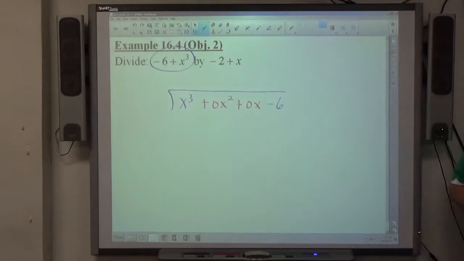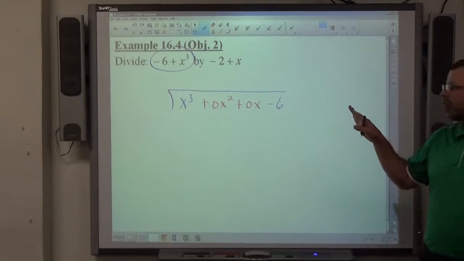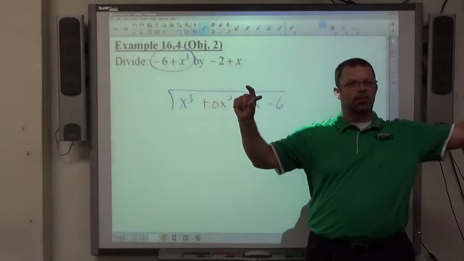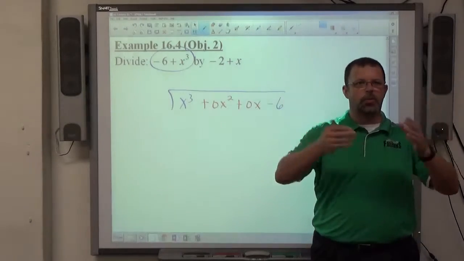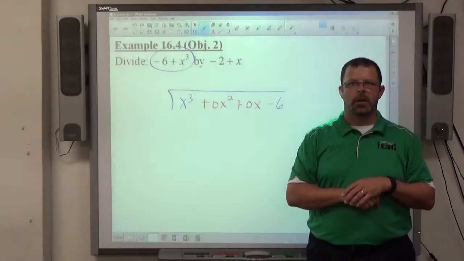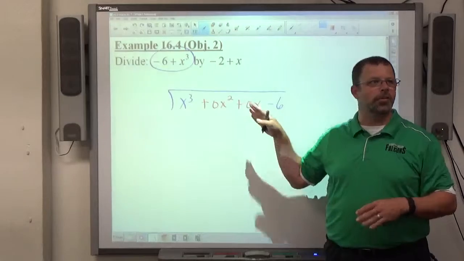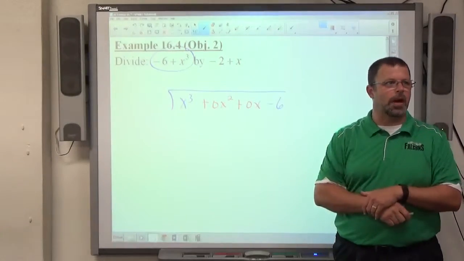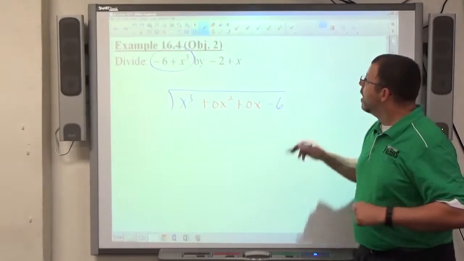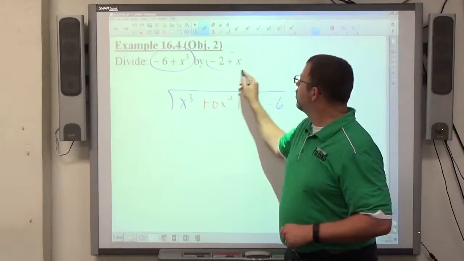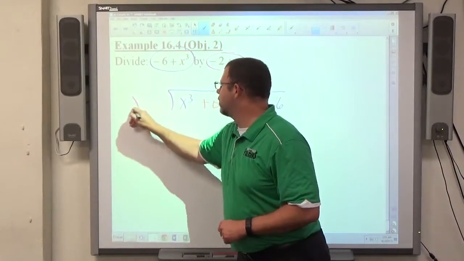Okay. 0x squared equals 0, 0x equals 0. I'm not adding any value to this expression, I'm just creating space. That's what zero terms do. If you don't want to look at the zero terms, put x cubed and leave a bunch of space and put minus 6 because x squared and x are going to show up. I like to put 0x squared and 0x there because they show up, that gives me a spot to put them. The divisor, negative 2 plus x, x first minus 2.